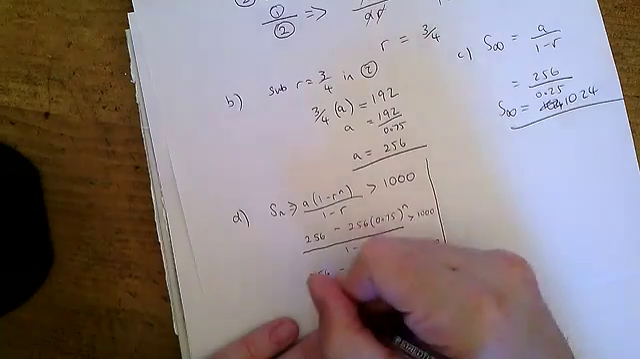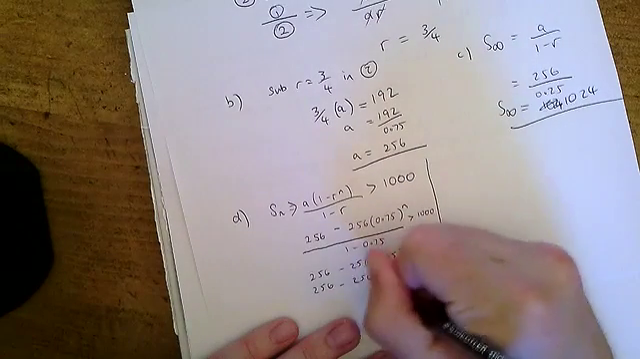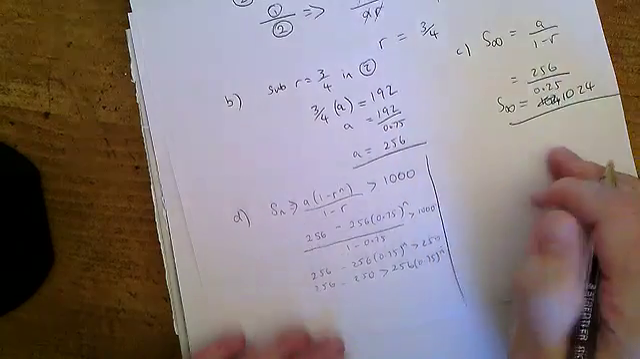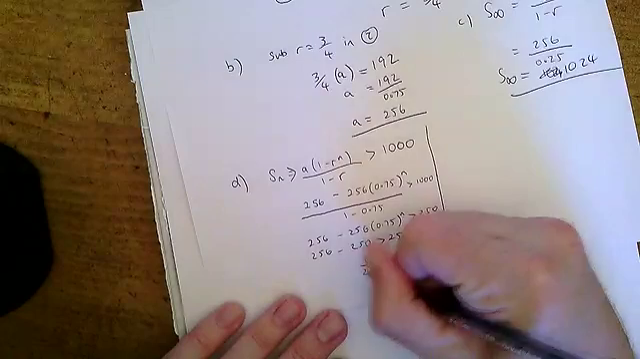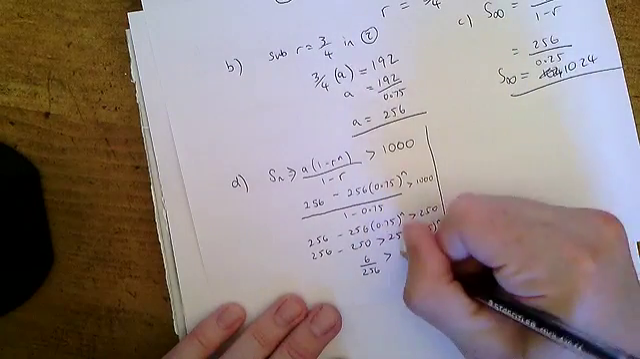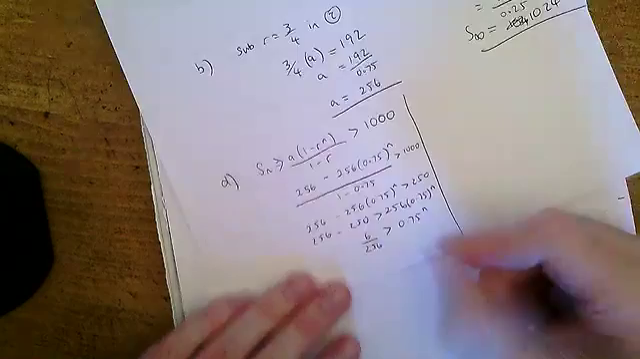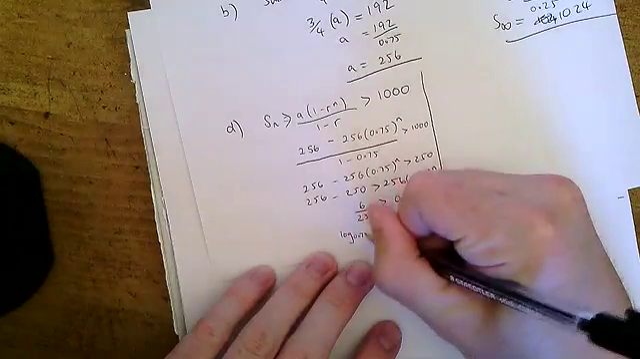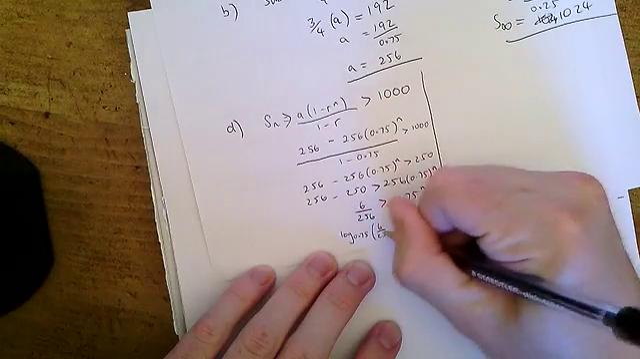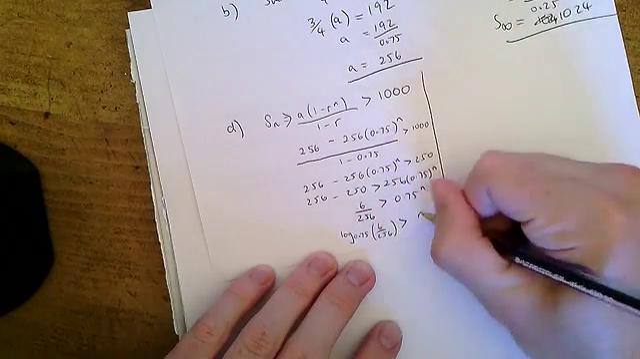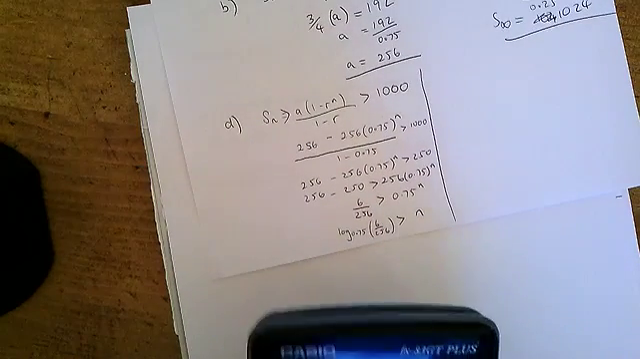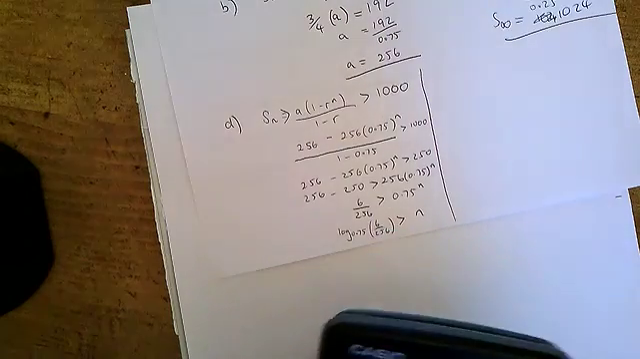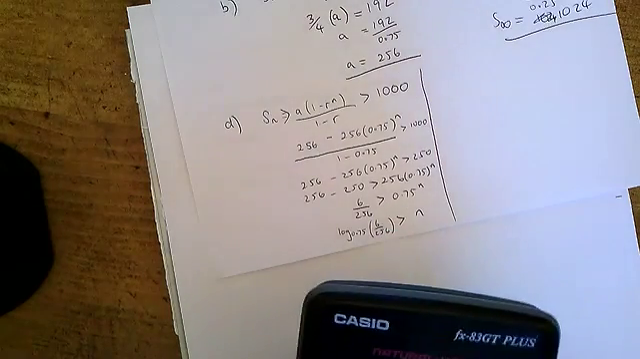Now I don't like my term with the n being negative, so I'm going to switch that with this side. So I'm going to get 256 minus 250 is greater than 256 times 0.75 to the n. I'm then going to get 6 divided by 256 is greater than 0.75 to the n. And then ordinarily what I would do is take log base 0.75 and say 6 over 256 is greater than n. When I put that into my calculator, we get the right answer, but something happens weird with the inequality that I can't quite explain doing it this way, but I can explain it doing the other way.